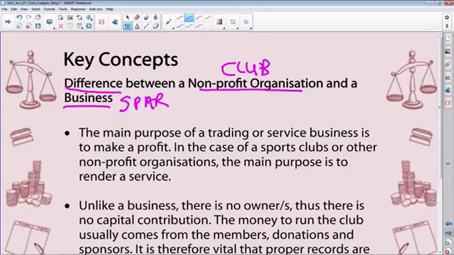So let's look at some of the key differences. The main purpose of a trading or service business is to make a profit. We all know this. In the case of a sports club or other non-profit organizations, remember a sports club is only an example, so let's just read that one more time. In the case of a sports club or other non-profit organizations, the main purpose is to render a service. Okay, so the business wants to make a profit. That's the purpose of opening up a business. Whereas a club, on the other hand, the purpose is to render a service to the community.